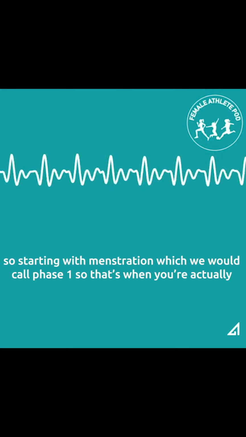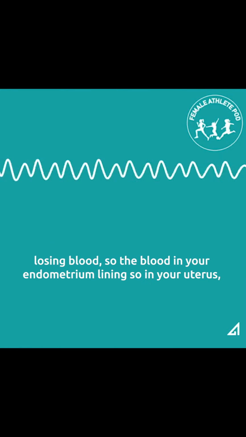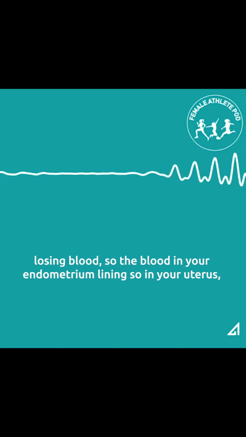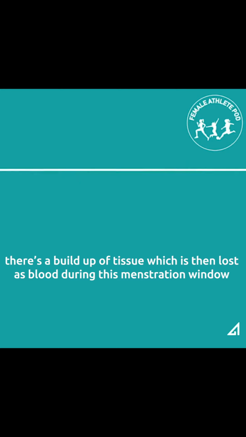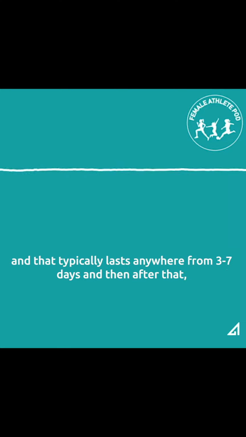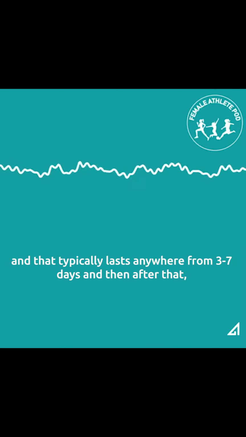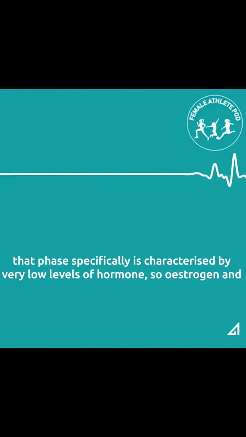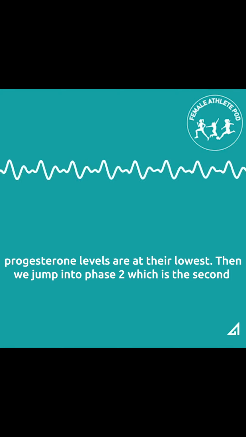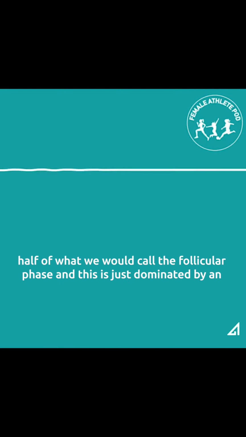Starting with menstruation, which we would call phase 1. That's when you're actually losing blood. The lining of your endometrium, in your uterus, has a buildup of tissue which is then lost as blood during this menstruation window, and that typically lasts anywhere from 3 to 7 days. This phase is characterized by very low levels of hormones, so estrogen and progesterone levels are at their lowest.